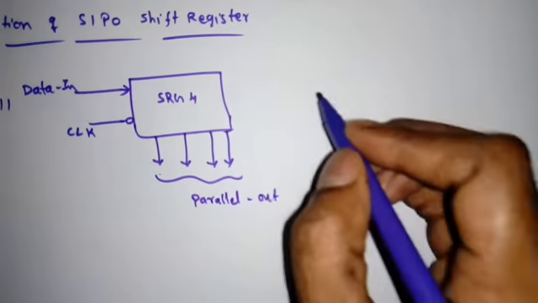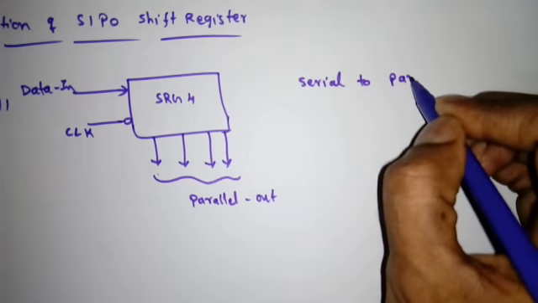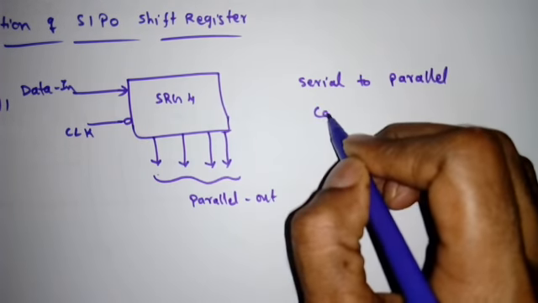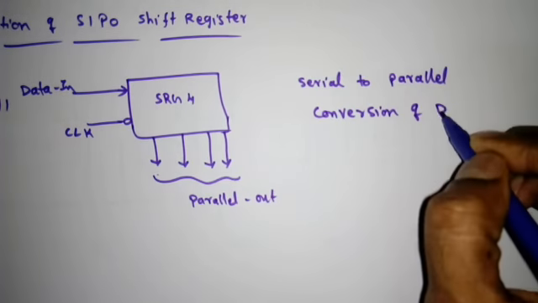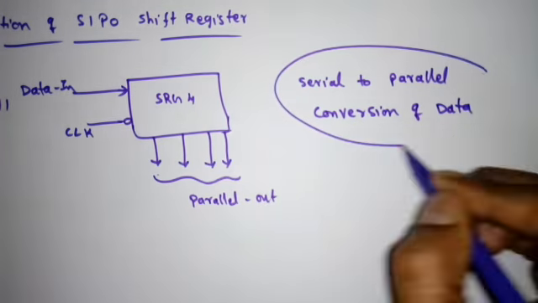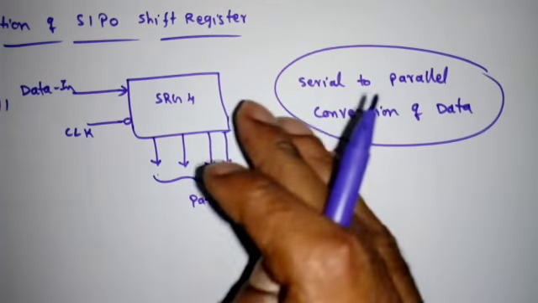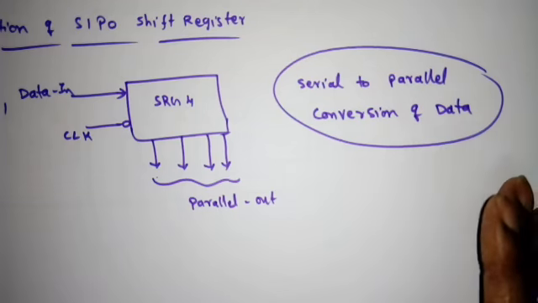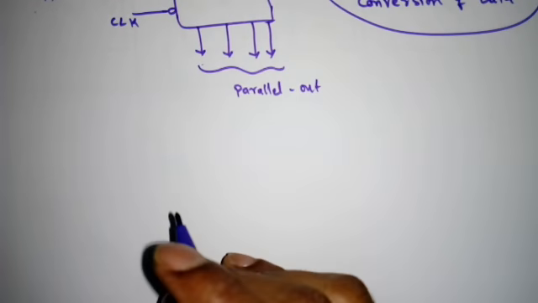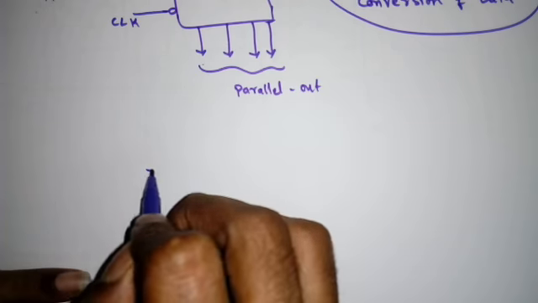and we are taking it out parallel. So what is happening here is serial to parallel conversion of data. Yes or no? So this is the most important application, that is, these shift registers can perform serial to parallel conversion of data.